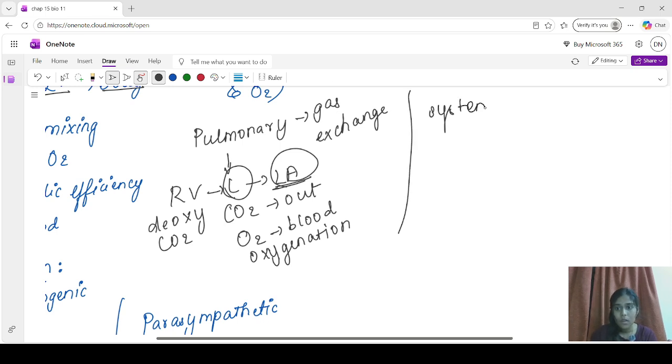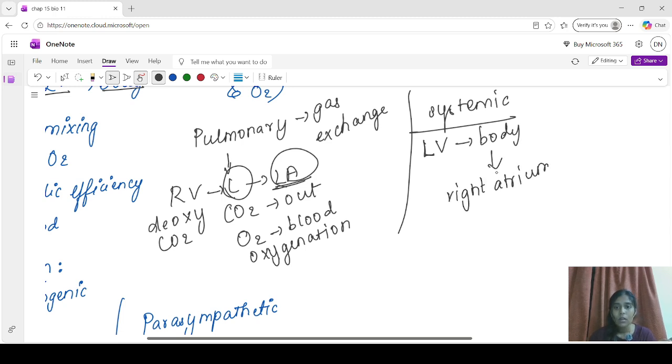So what is the pathway of systemic circulation? From left ventricle to body to right atrium. To tell it simply, from left ventricle to aorta to body tissues and then to vena cava, and then it reaches the right atrium. Now I will be explaining step by step.